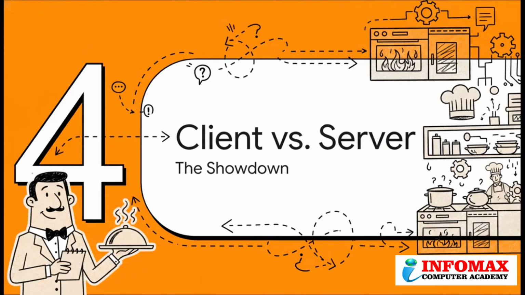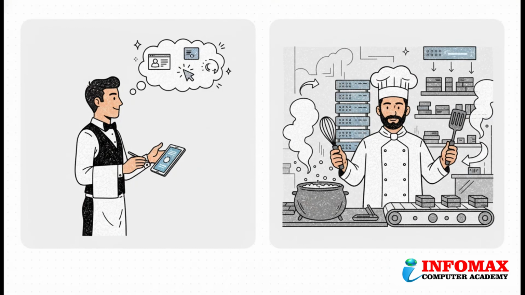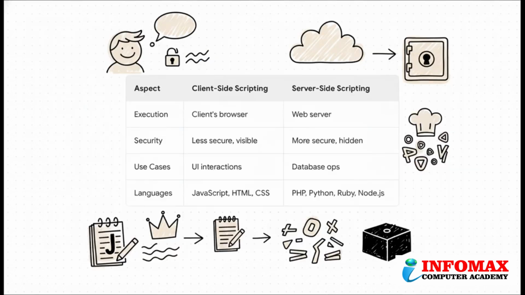Okay, so we have our waiter, and we have our kitchen. Let's put them side by side to really get a feel for how different their jobs are, and yet how much they really need each other. So on the left, we've got our friendly waiter, the client side, and on the right, the powerhouse kitchen, the server side. Let's just walk through this row by row. First up, execution. This is the biggest difference right here. Client-side code runs in your browser, on your computer or phone. Server-side code runs on the web server, which could be a giant computer sitting in a data center halfway across the world.